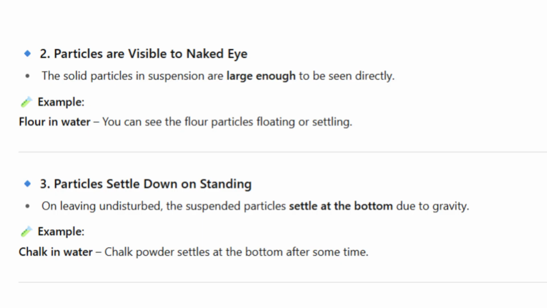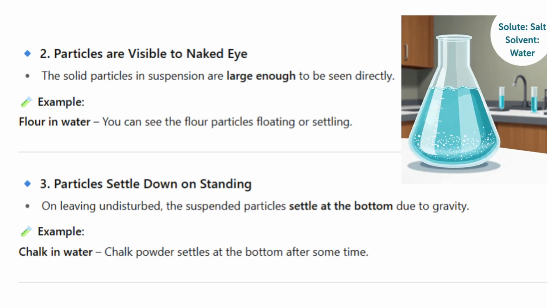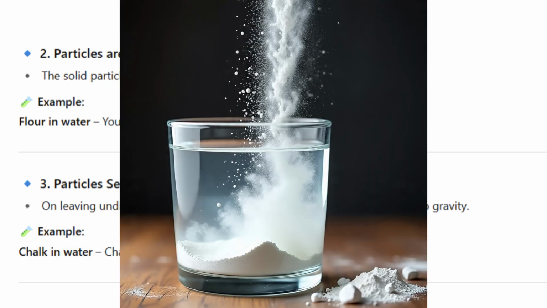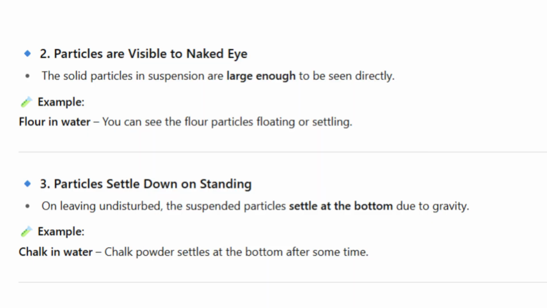2. Particles are visible to naked eye. The solid particles in suspension are large enough to be seen directly. Example: flour in water. You can see the flour particles floating or settling. 3. Particles settle down on standing. On leaving undisturbed, the suspended particles settle at the bottom due to gravity. Example: chalk in water. Chalk powder settles at the bottom after some time.